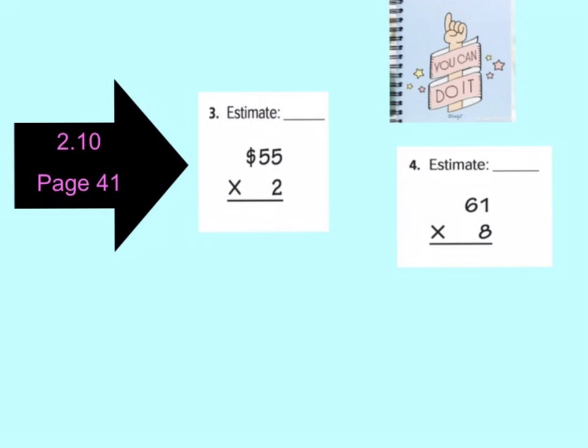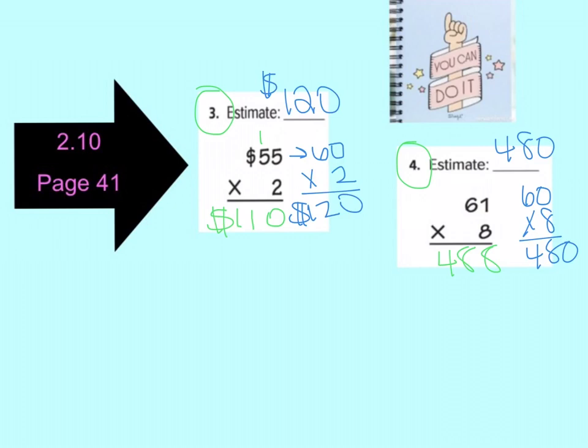All right, boys and girls, it is your time to shine. Go ahead and work out numbers 3 and 4 on your own in the Go Math book. Again, we are on page 41, still in 2.10. So again, page 41, numbers 3 and 4. Press pause when you're ready to start working on your own. Push play when you're ready to see the answers. Good luck to you.